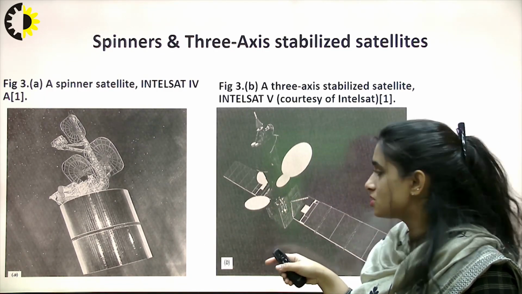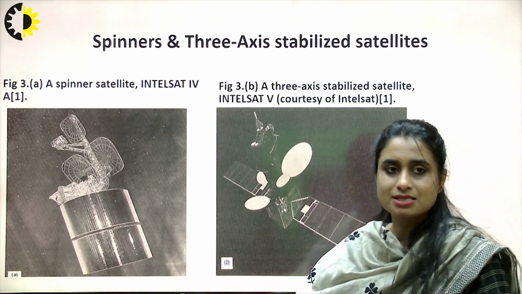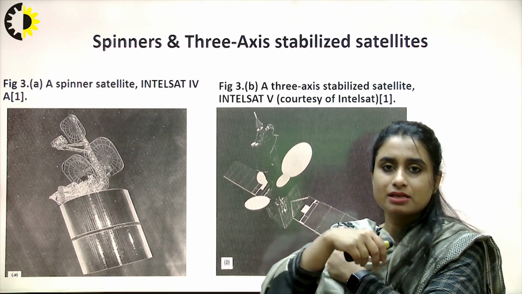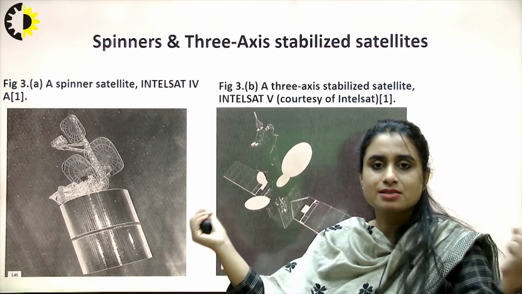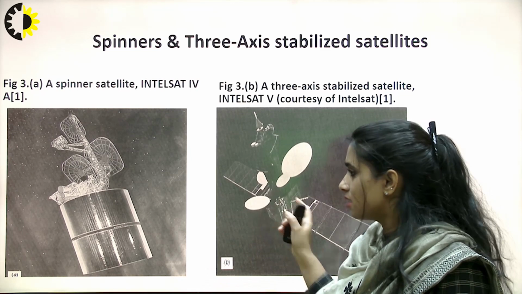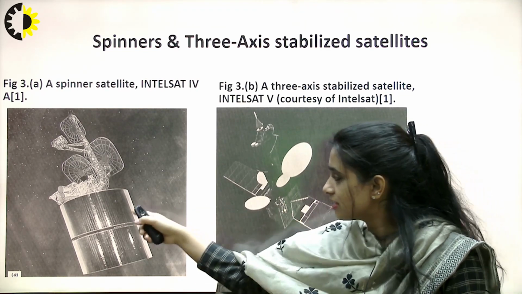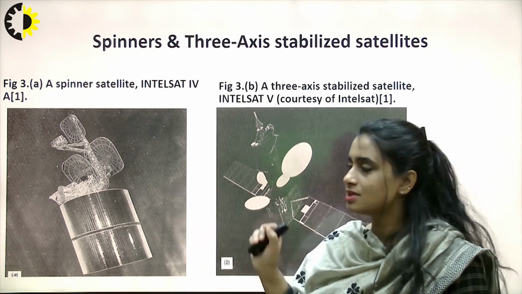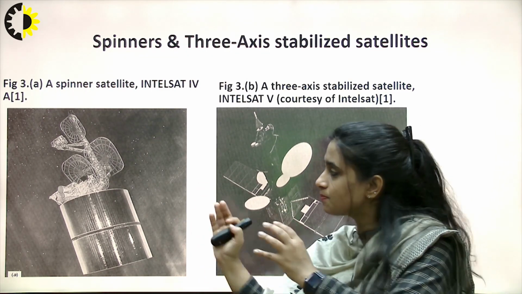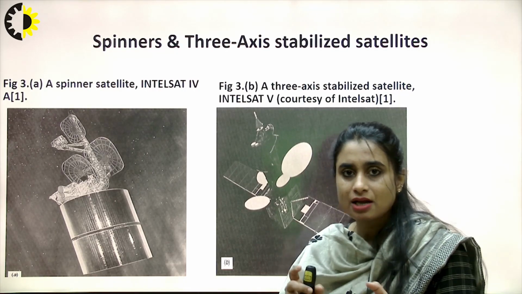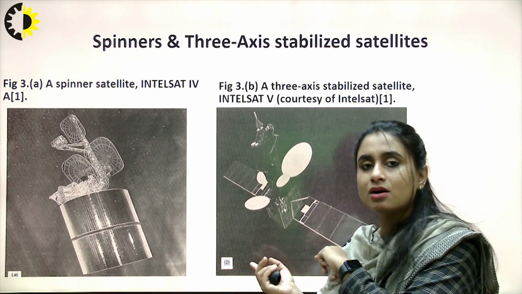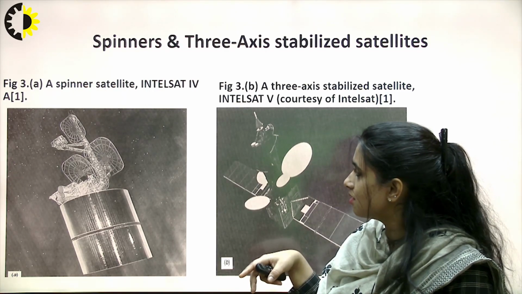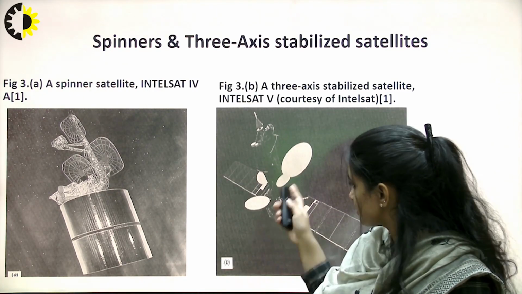Here in the 3-axis stabilized, the solar panels are like wings. When we launch the satellite, these wings are closed, and when the satellite goes into space, the wings are opened. So these solar panels or solar cells obtain energy from the sun for the proper functioning of the satellite. Now the thing is, how do spinners maintain their orientation? How do 3-axis stabilizers maintain their orientation? One by one we'll study. This is a picture of Intelsat 4, right? This is a picture of Intelsat 5.